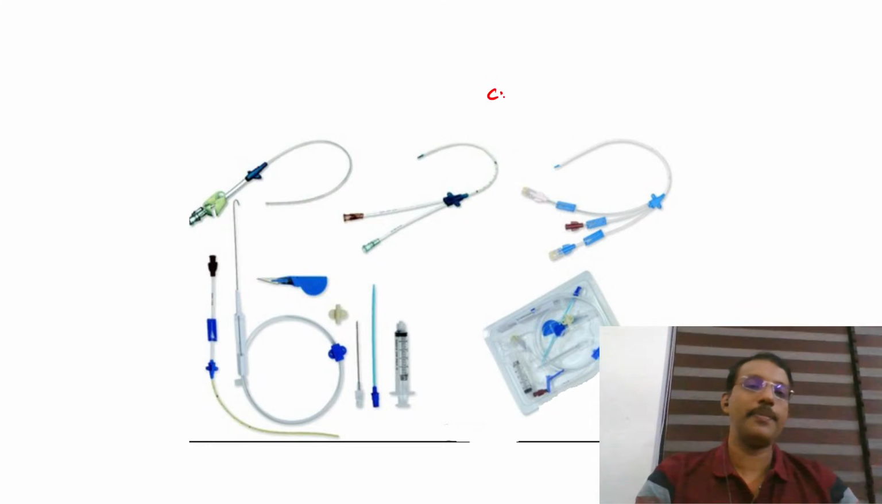This is a CVP set. This is a single lumen. As you can see, only one lumen here, lumen number 1. And this is a 2 lumen set. And this is a triple lumen catheter.